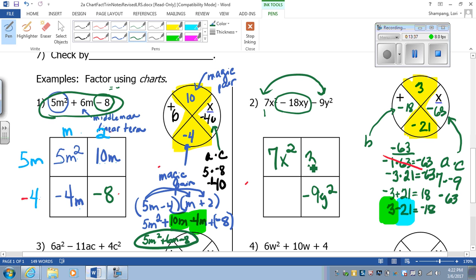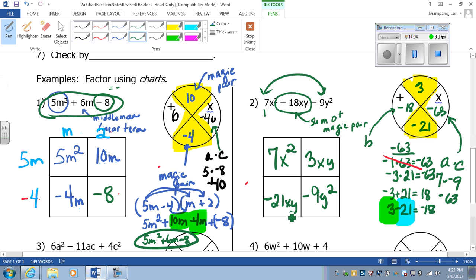So that means we have to take with it the variable associated with that middleman, which is xy. And then we also need to take the variable xy when we put it down here in the lower left. So we have 7x squared, 3xy up top, negative 21xy, negative 9y squared on the bottom.